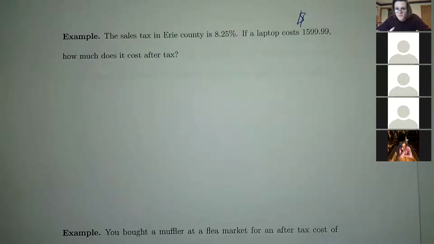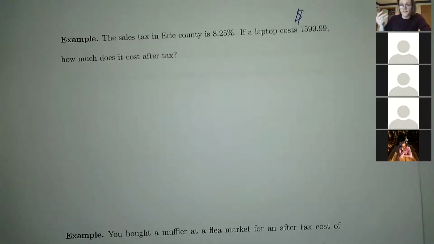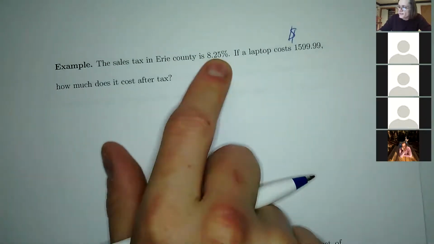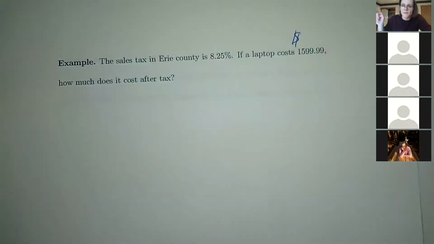There's a couple ways you can do this. There's a quick way and then there's a not so quick way. They're both kind of short. One way is to first find how much tax you're going to add on. So I can find what 8.25% of that $1,599.99 is, and then add that back on. We'll do that first, and then I'll show you a shortcut that some people like. So I'll find 8.25% of this number and add it.